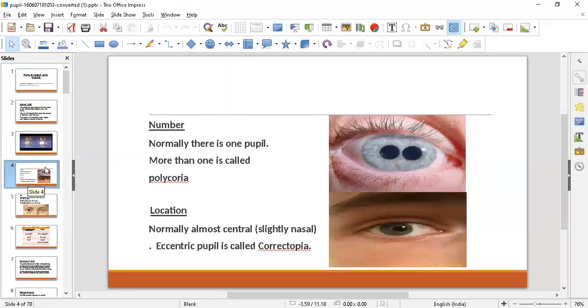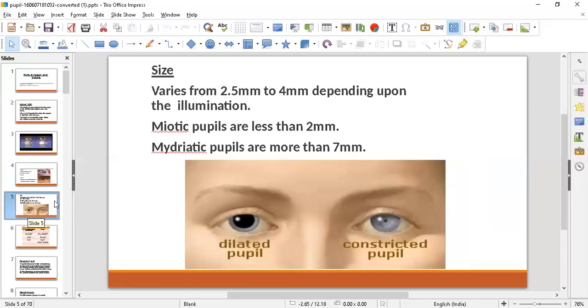Normally there is one pupil. Very rarely there are two pupils in the eye. That condition is called polycoria, as seen in this photograph. And the pupil is almost central, but sometimes it is eccentric. So that is also not normal. That is called corectopia. The size of the pupil varies, friends, from 2.5 millimeters to 4 millimeters, depending upon the illumination. Miotic pupils are usually less than 2 millimeters, whereas mydriatic pupils are more than 7 millimeters.